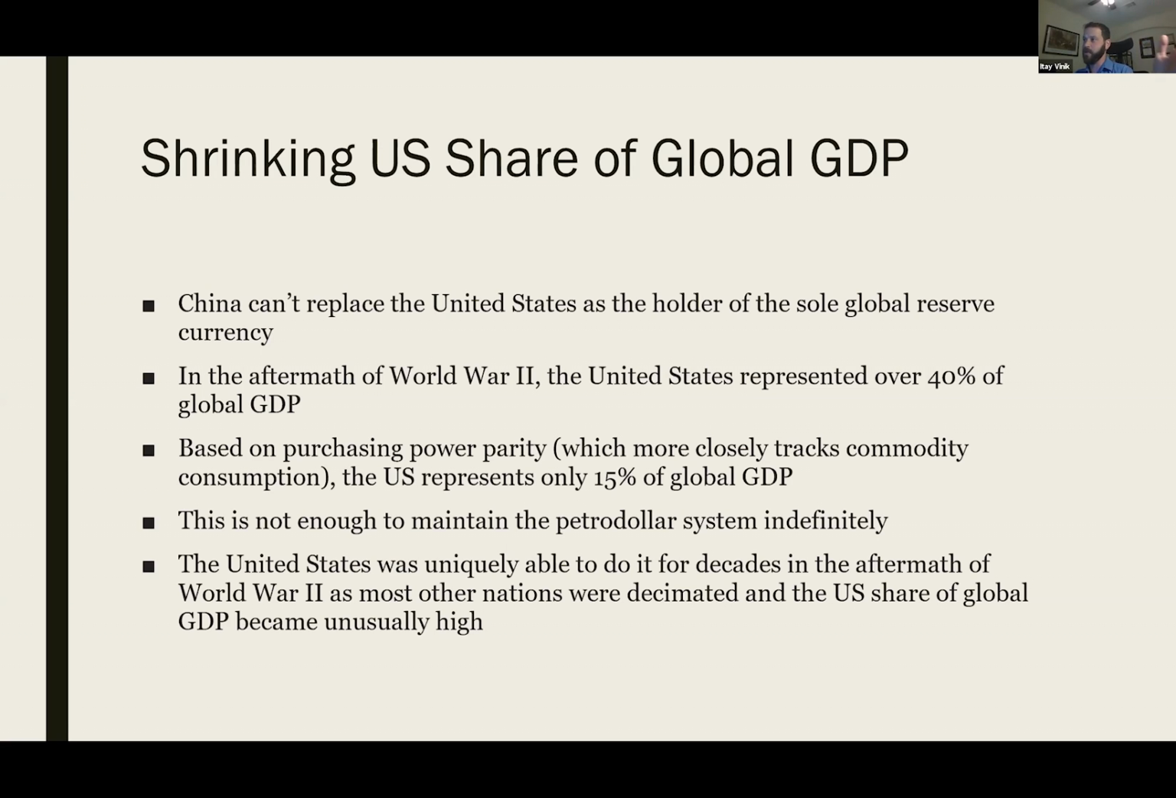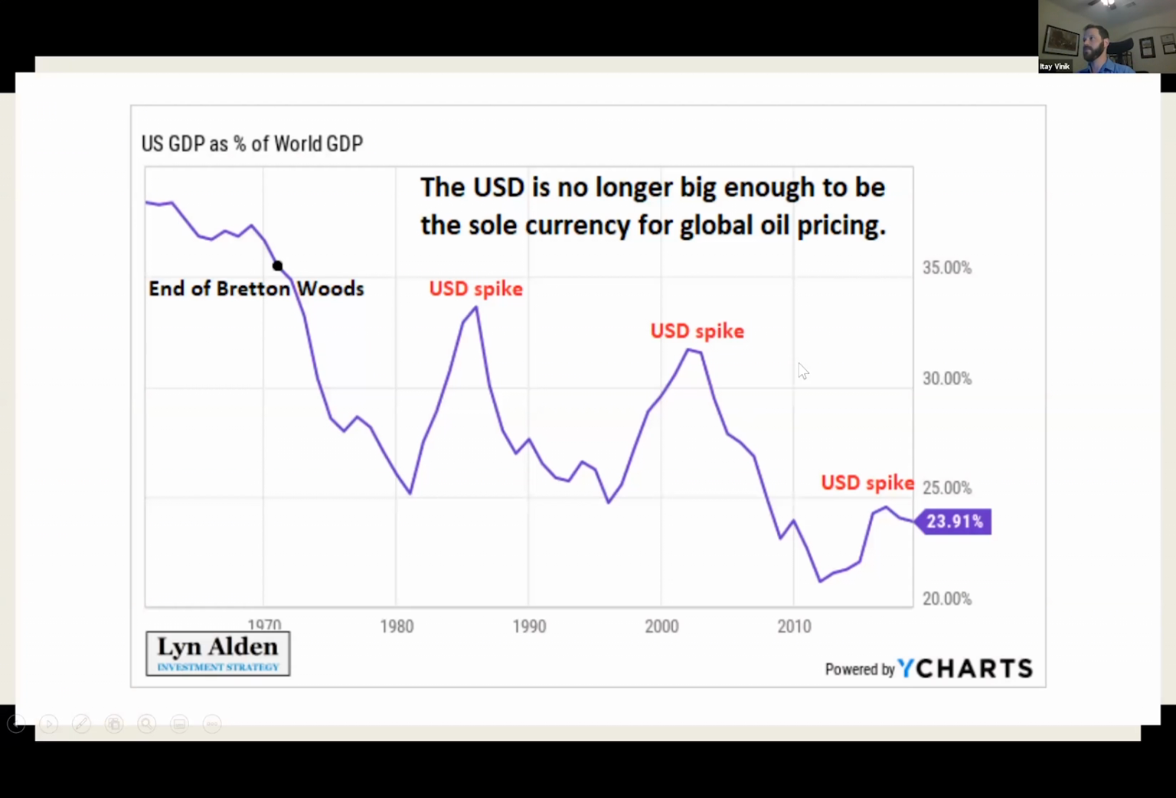In the aftermath of World War II, the US was over 40% of global GDP. But today, if you account for real consumption, not USD, because US GDP is measured in dollars, so it's a little bit bigger, it's around 22%. But being 15 to 20% of global GDP is not enough to maintain this system indefinitely, which creates these problems. The US was able to do it for decades because it was in a very, very unique position post-World War II. And you can see it now.